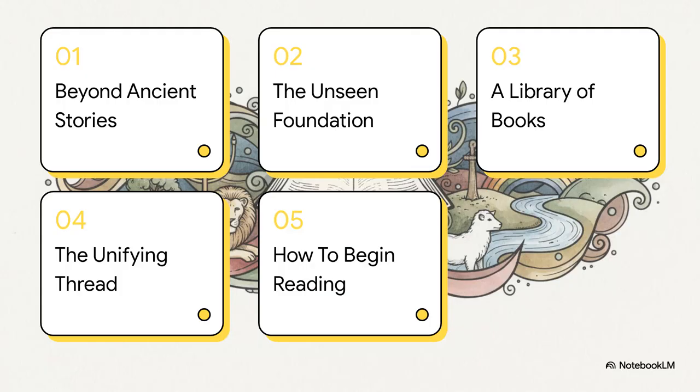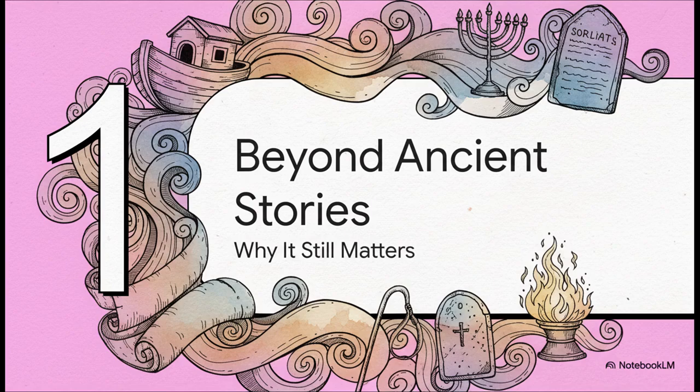So, here's our game plan. First, we're going to bust some of the most common myths about the Old Testament. Then, I'm going to share a single image with you that will completely change how you see the big picture. From there, we'll map out its structure, find that one golden thread that ties every single book together, and then we'll wrap up with a super simple guide on where you can jump in yourself. Let's get into it.